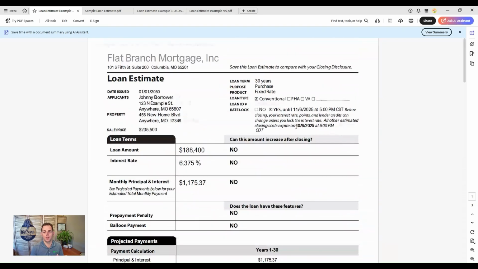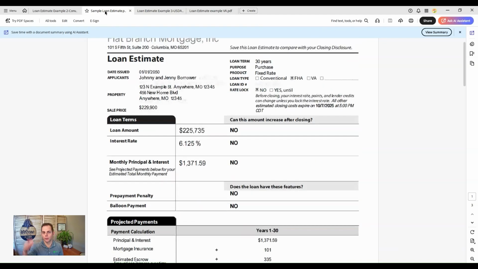Okay, so this first loan estimate was a conventional loan estimate. I'm not going to go through every single thing on this.